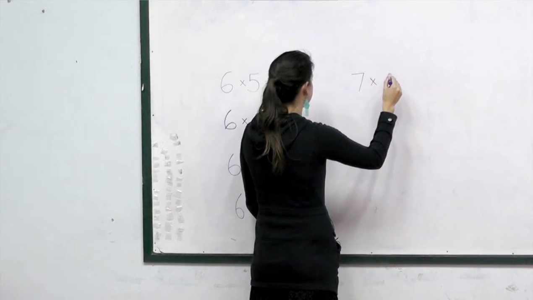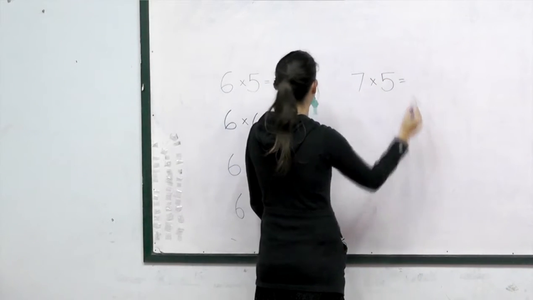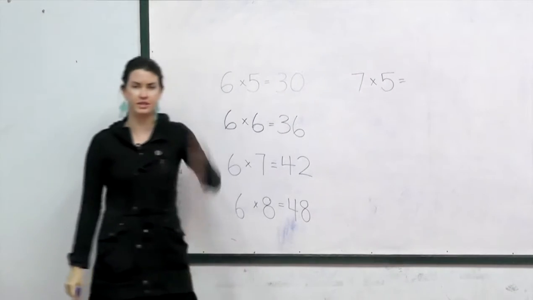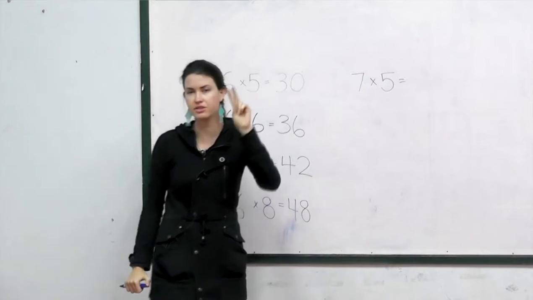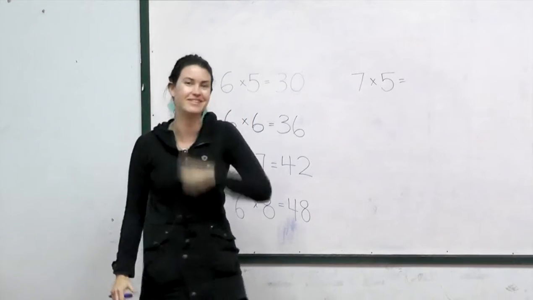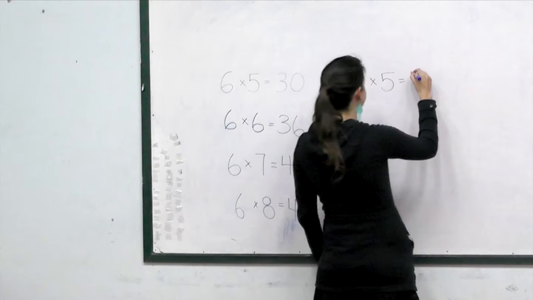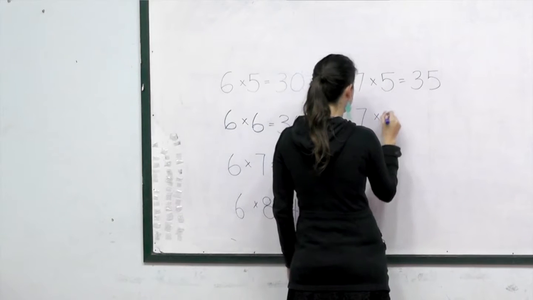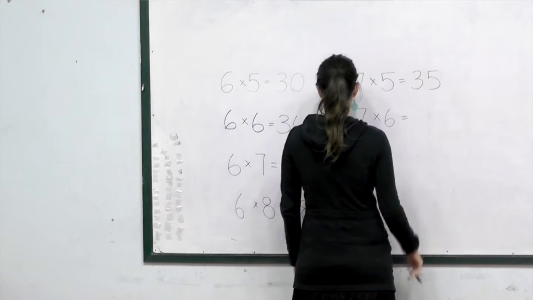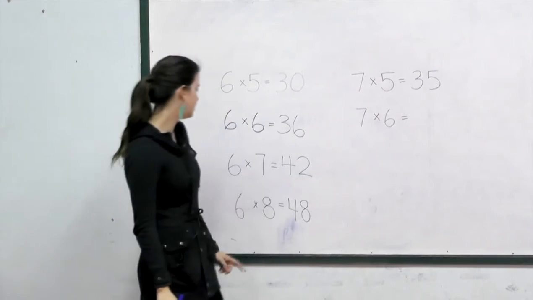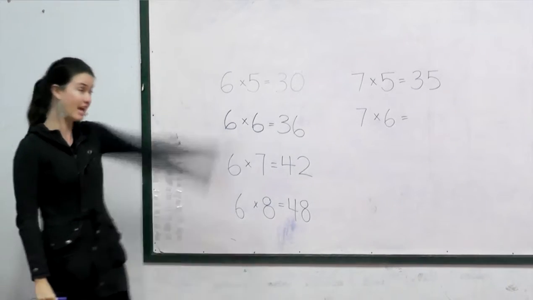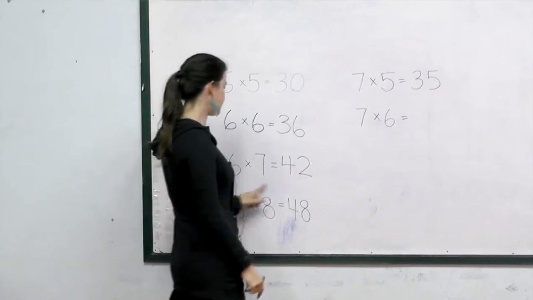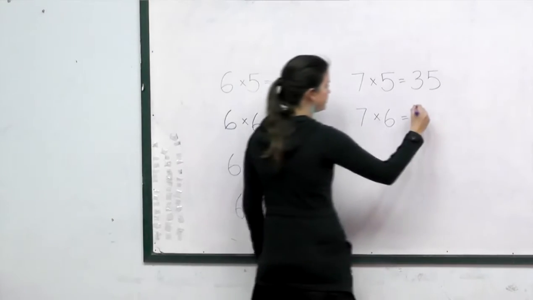7 times 5. Raise your hand when you have an idea. 1, 2, 3. 35. Good work, friends. 7 times 6. 42. Is 7 times 6 the same as 6 times 7? Yes. Everybody should have their hand up. What's our answer? 42.